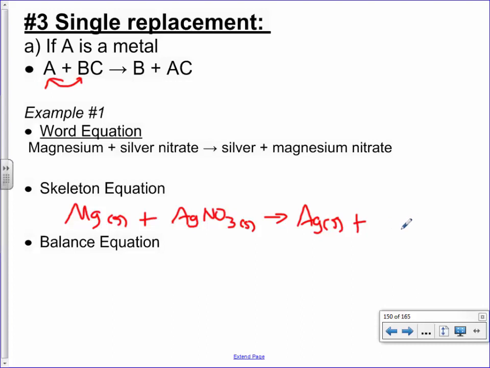And then we need to write out magnesium nitrate. Mg for magnesium. NO3 for nitrate, and good catch whoever just said that we need 2 NO3s, because Mg is a 2 plus and NO3 is a 1 minus.